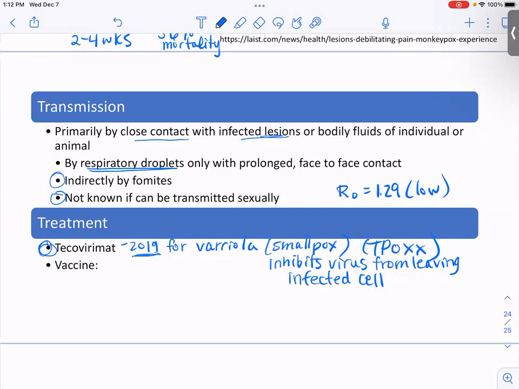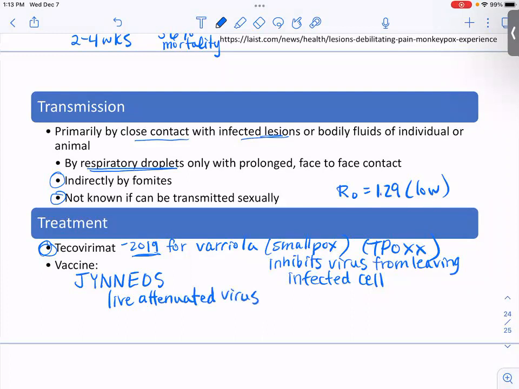All right, so the vaccine that they're giving people for mpox is called JYNNEOS. I'm not sure what that's an abbreviation for or what that refers to, but that is FDA licensed for smallpox and monkeypox, sorry, mpox. It's a live attenuated virus.